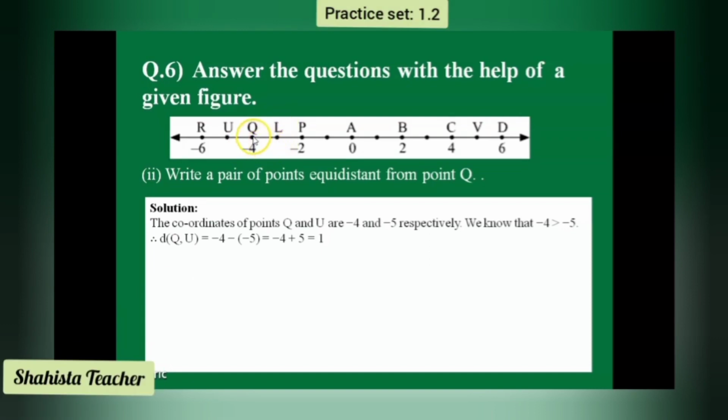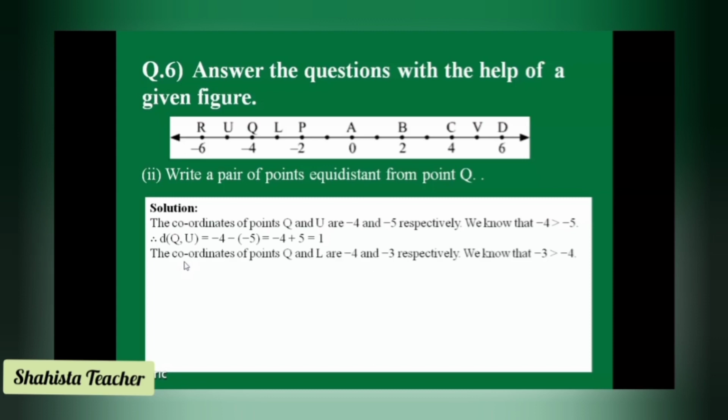Okay, so the coordinate of Q is -4 and the coordinate of L is -3. Here L is greater than Q, since -3 is greater than -4. So here we will write the statement: the coordinates of Q and L are -4 and -3 respectively, where we know that -3 is greater than -4.